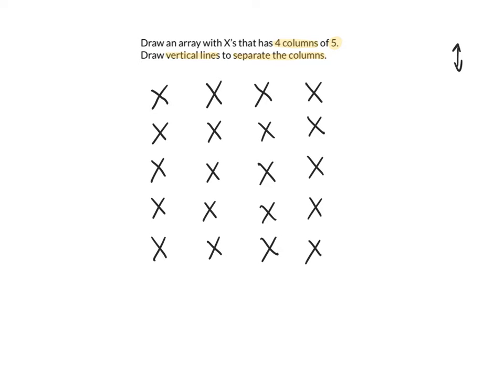So I did the first part. Now I need to do the second part. Draw vertical lines to separate the columns. Right now there's nothing separating these 2 columns. I need to draw a vertical line down the middle.